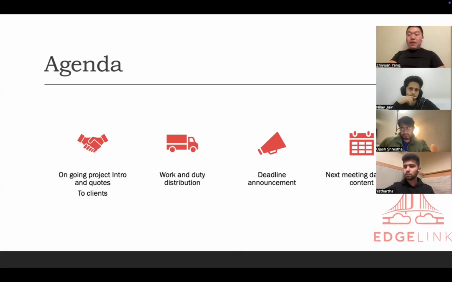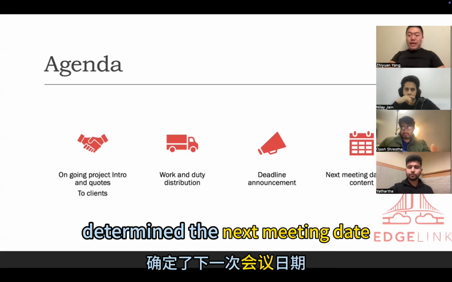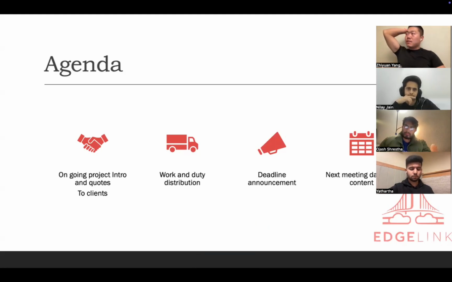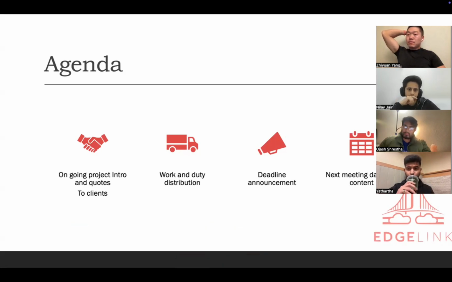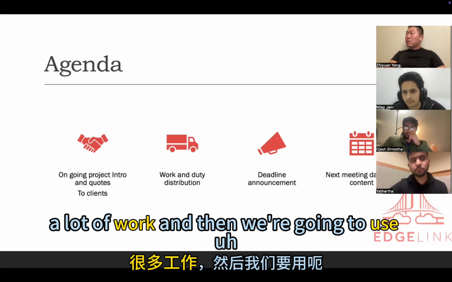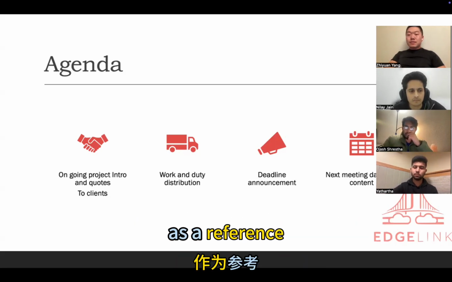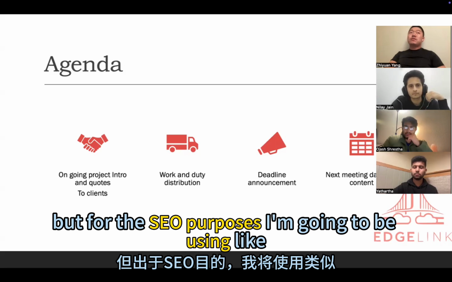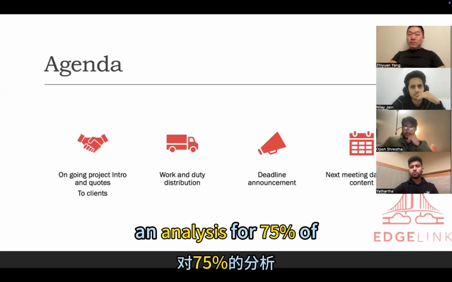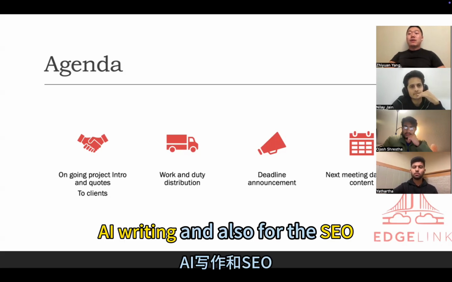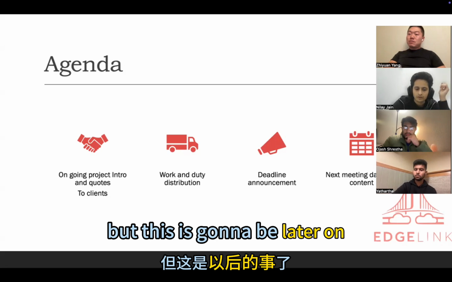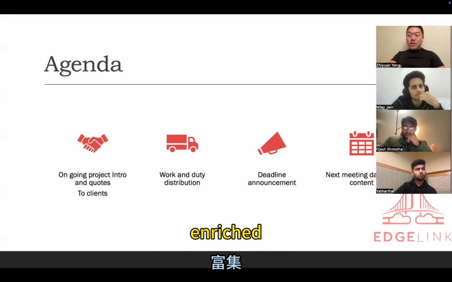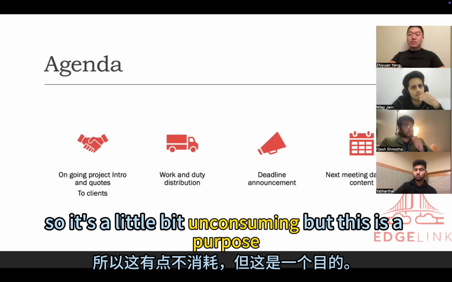Okay, and today we're going to be determining the next meeting date. Hopefully by next week, Wednesday, one week from now, the front end part should be done. We're going to use ChatGPT as a reference. But for SEO purposes, I'm going to use an analysis of 75% AI writing, and for the SEO optimization, 25% handwriting. But this is going to be later on. The content enrichment is a little bit time consuming, but this is the purpose.